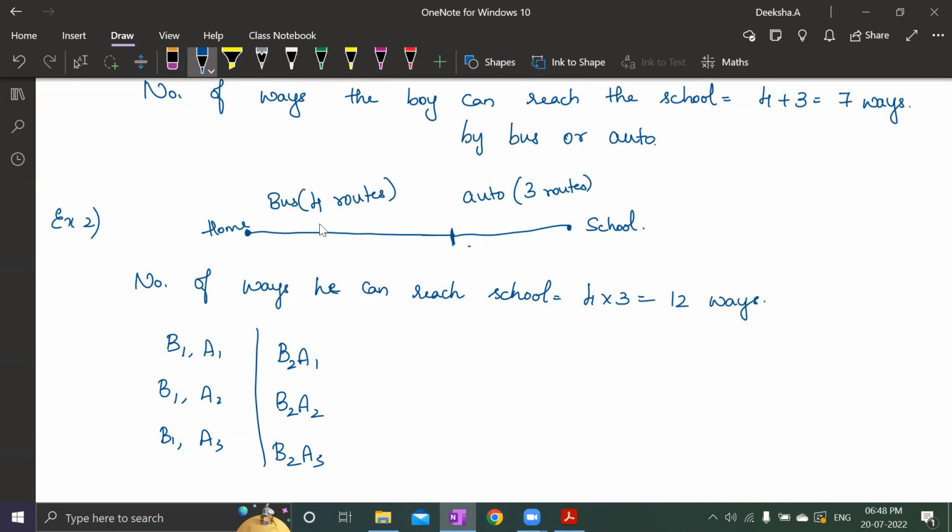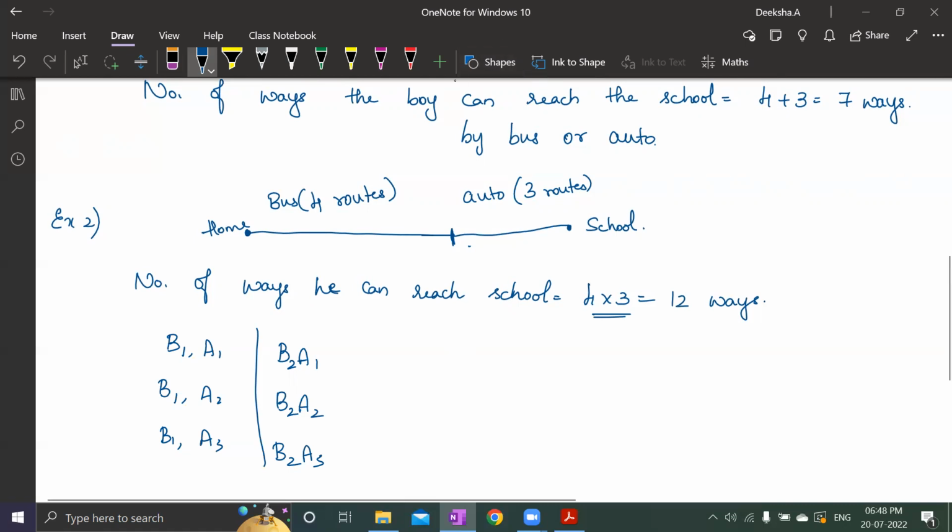So choosing one among these 4 is 4 different ways, into choosing one among these 3 is 3 ways. Why are we multiplying? Because for every bus route we have 3 further options for auto, which is 4 into 3, 12 ways, because he has to go by bus and by auto also. Alone by bus or alone by auto, he cannot reach the school.